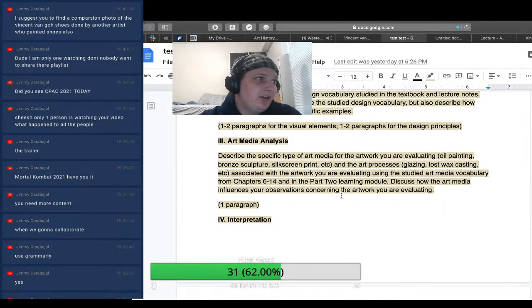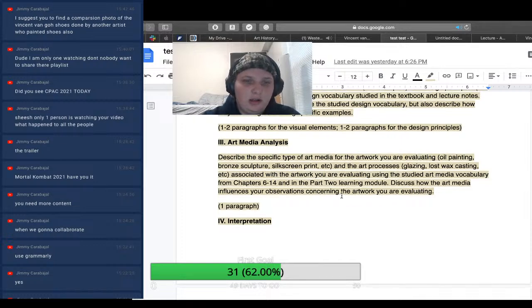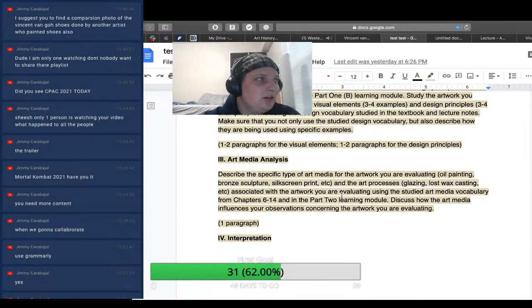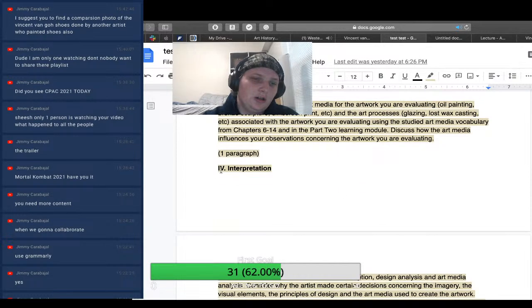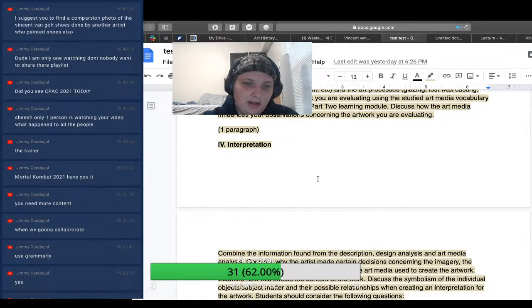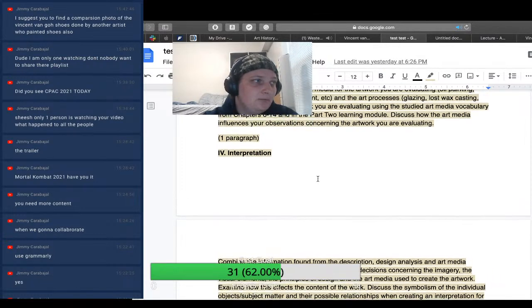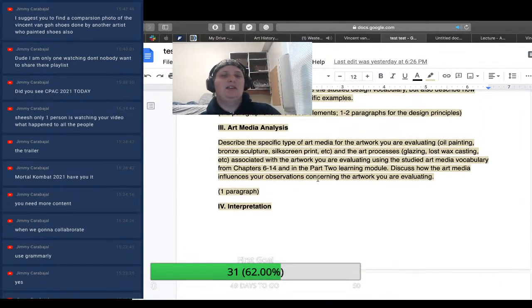Jimmy says, I suggest you find a comparison photo of the Vincent van Gogh shoes done by another artist who painted the shoes also. I'm not really sure she's looking for a comparison, to be honest with you. I don't think it's a bad idea for writing the more interpretation part of the essay. I don't think that is a bad idea at all. But what she wants in the essay is not really a comparison between artists, but rather an essay about the artist's piece and everything related to it.